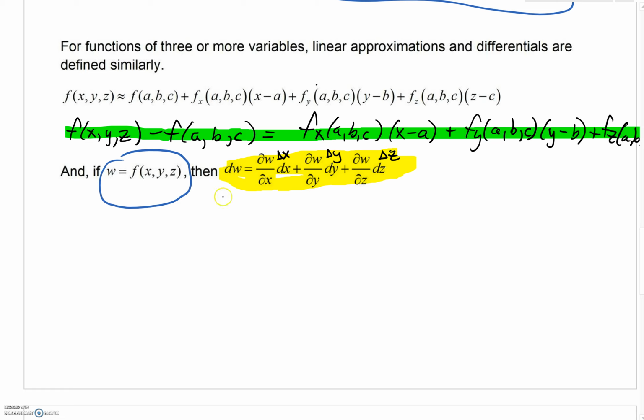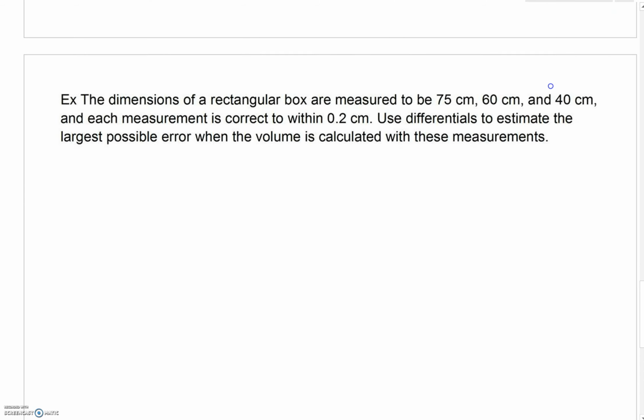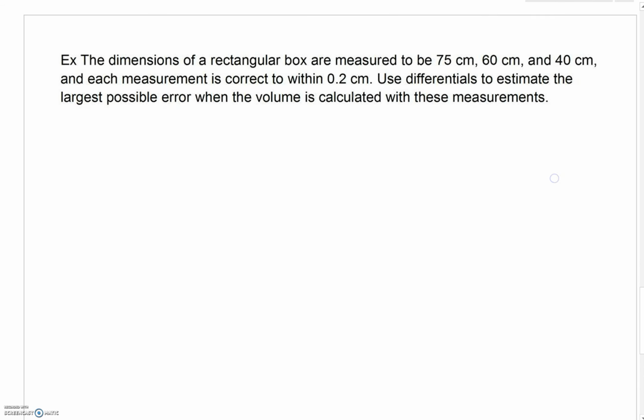If w is your function, dw, the change in your linear approximation, would be your derivative of that function with respect to x times delta x plus the derivative of your function with respect to y times delta y plus, and you keep going. Delta y and dy, of course, are the same. If you have a z variable, you take your derivative with respect to z and multiply by delta z. So let's take a look at our last problem.